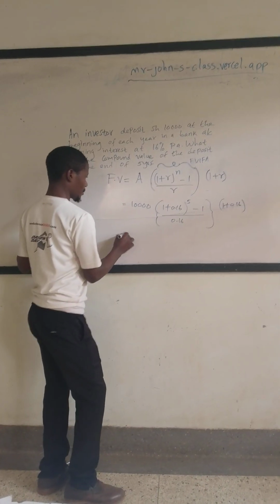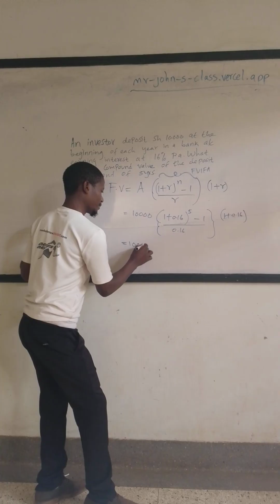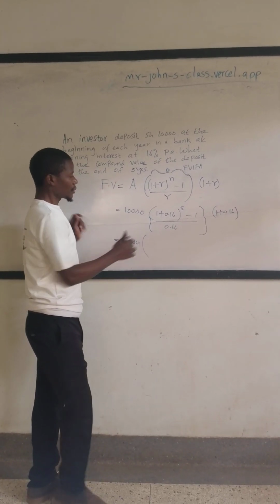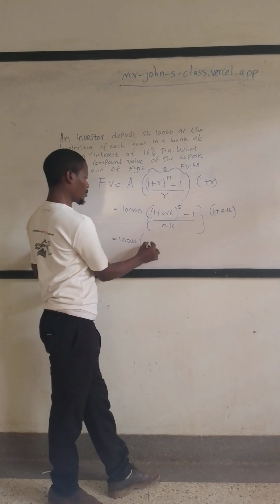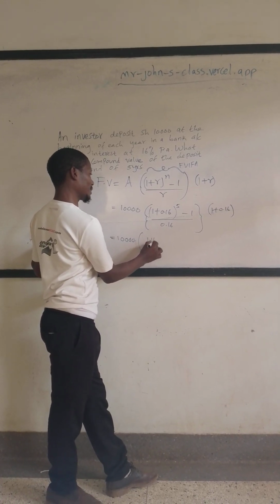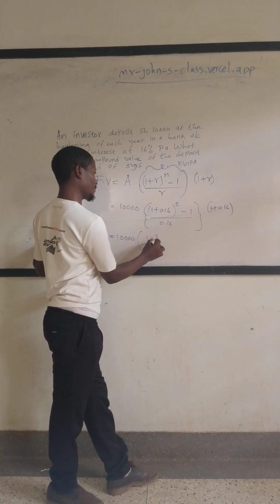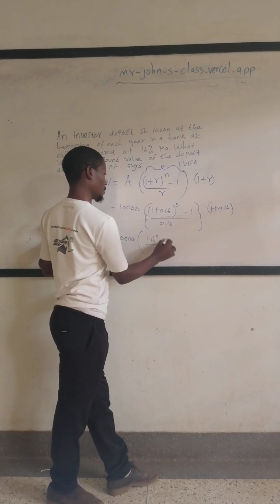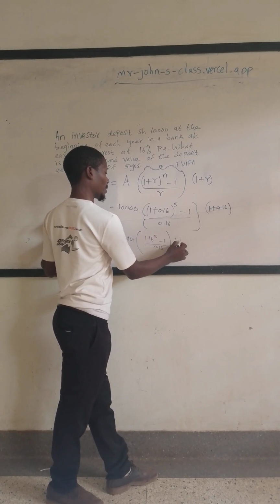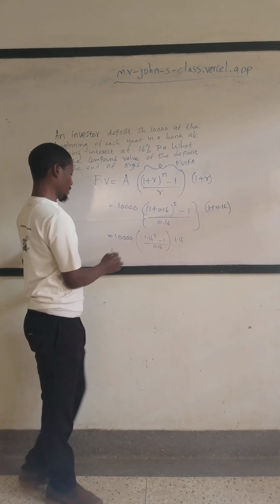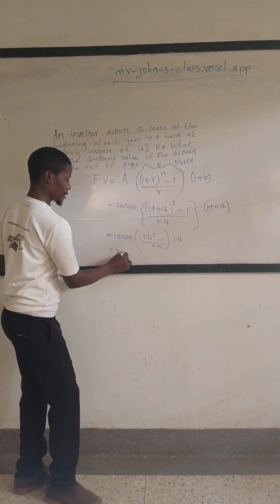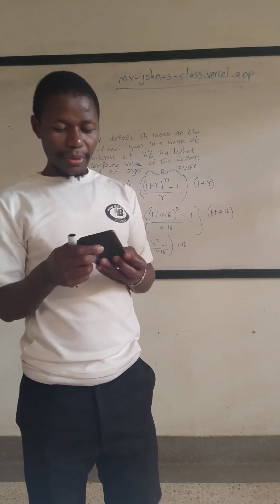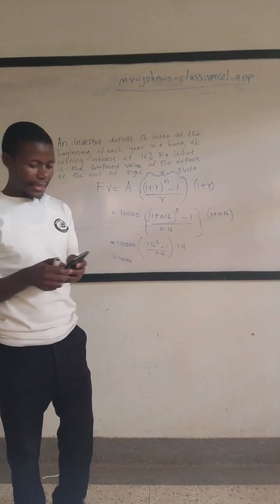So this gives me 10,000, and put that one into bracket. So you're going to have 1.16 power 5 minus 1, divided by 0.16, multiplied by 1.16. This gives me 10,000. Unless there's anybody with a burning question, I think we can move ahead and get the final answer.